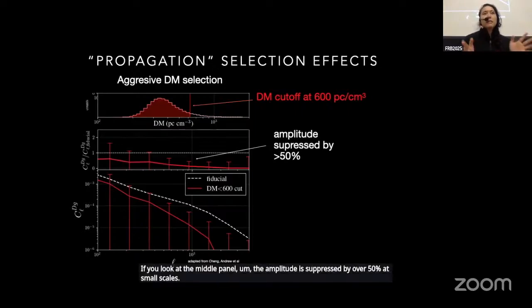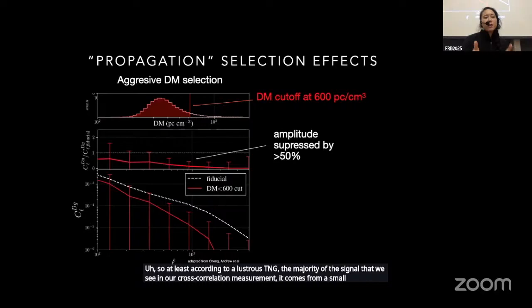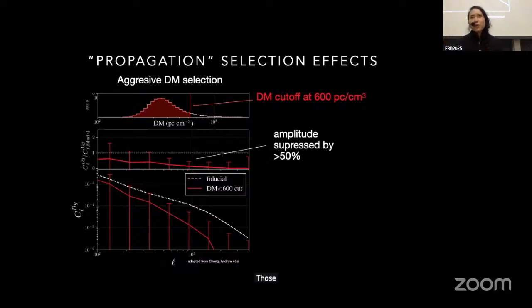So at least according to IllustrisTNG, the majority of the signal that we see in our cross-correlation measurement comes from a small number of FRBs with really, really high DMs. So it's important that our selection function doesn't remove those main contributors to the signal.